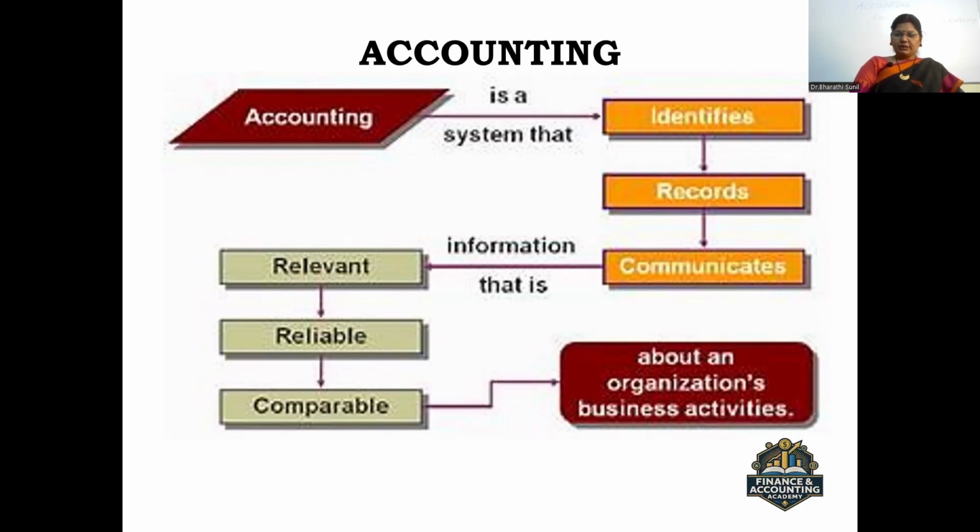For example, if our financial year starts from April 1st, then we'll record all the transactions from April 1st onwards: April 1st, April 2nd, April 3rd, like that. Next, whatever transactions we are recording in our books, what is our intention here? We want to communicate. What type of information, and to whom? We want to communicate that information to the stakeholders of the company.